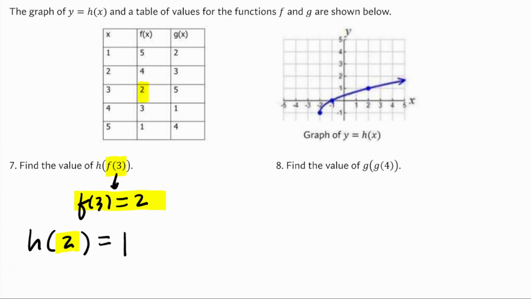And then g of g of 4: first I have to figure out what g of 4 is. I go to the table, go to x equals 4, look at g, and that's going to be 1. So g of 4 equals 1, so g of g of 4 is equal to g of 1, and g of 1 is going to equal 2.